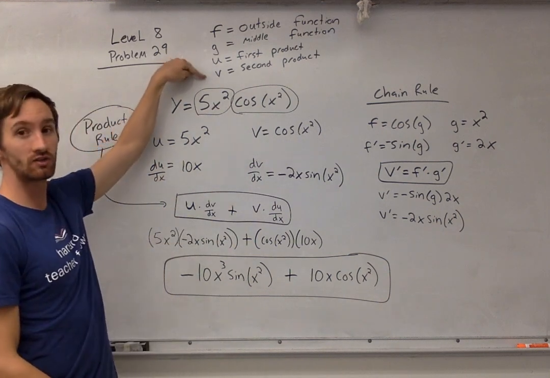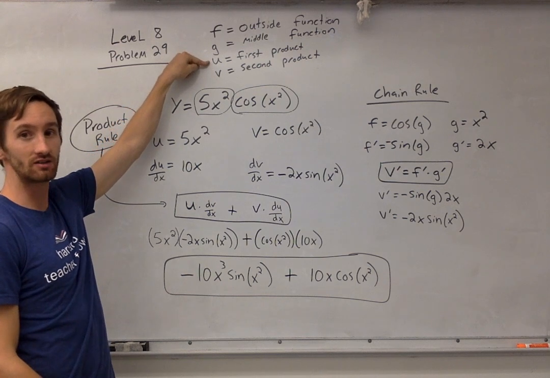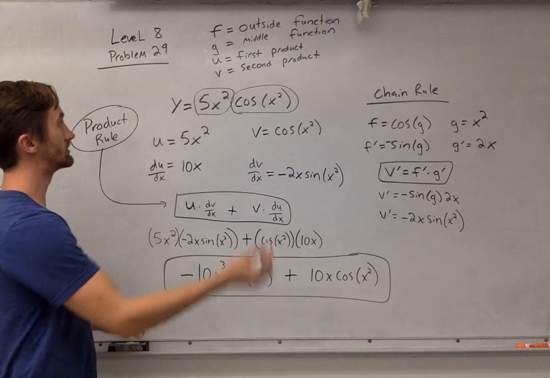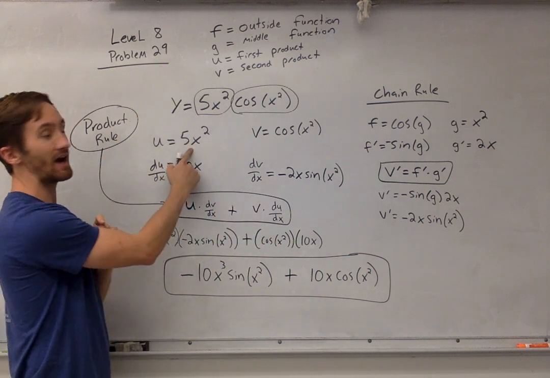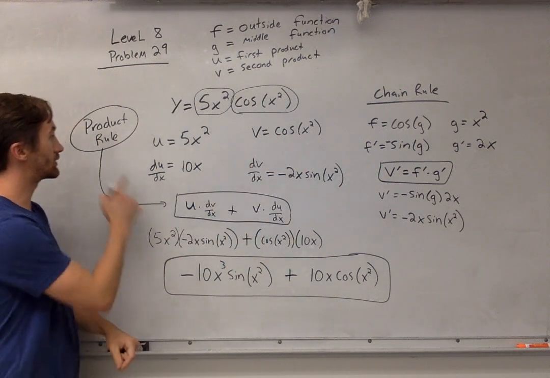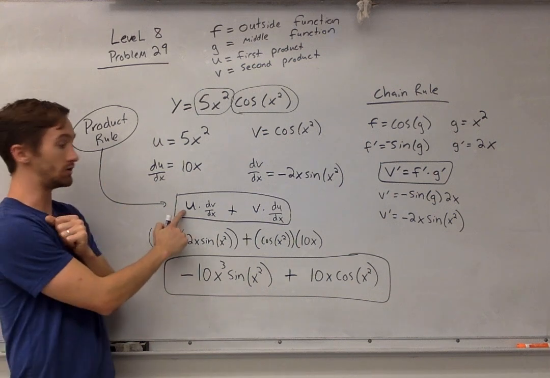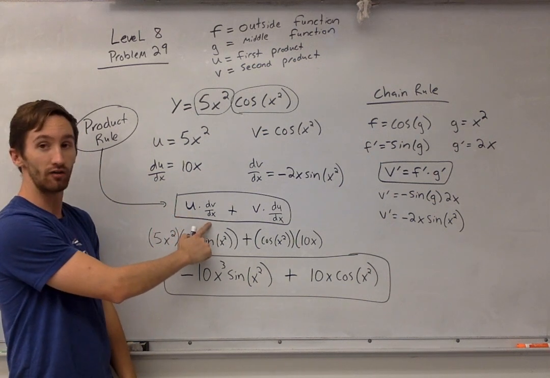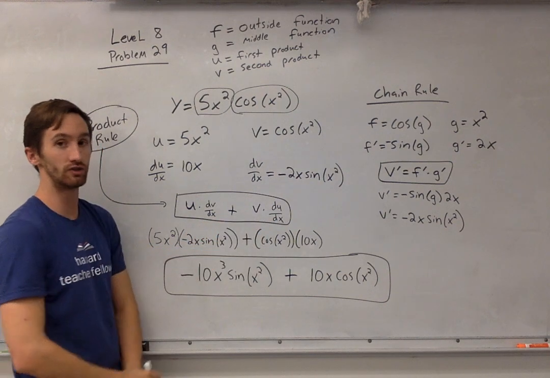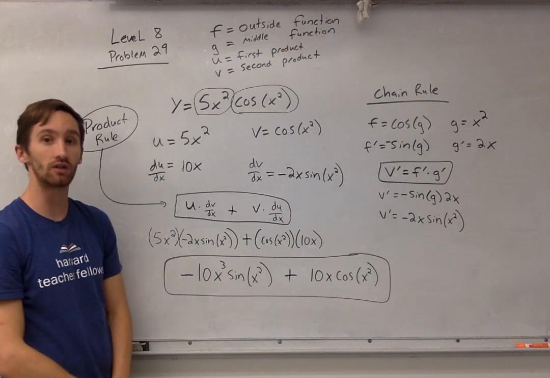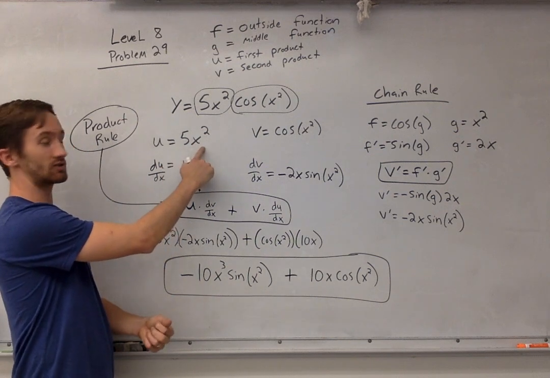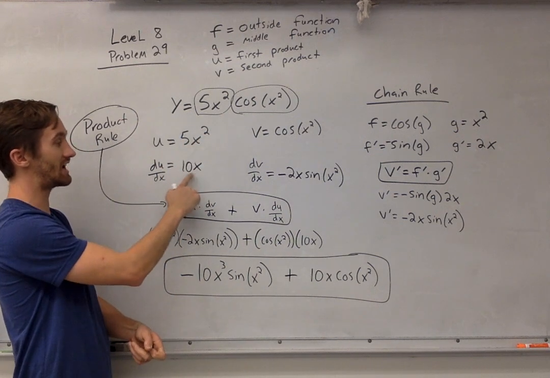So I've added two things to our key. U is going to be our first product, and V is going to be our second product. So in this case, U is 5x squared, and V is cosine x squared. And if we remember product rule, it's going to be U times the derivative of V plus V times the derivative of U. And if you don't remember that, go back and check your notes on product rule. And so it starts out pretty easy. We've got 5x squared. We do the power rule, we get 10x.